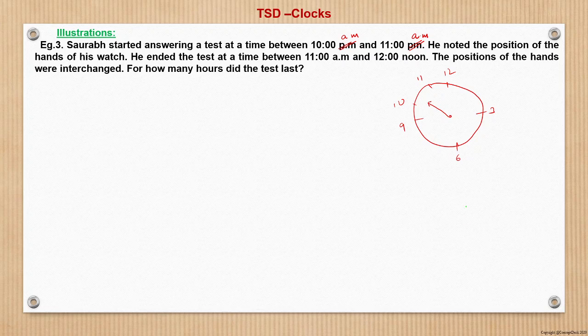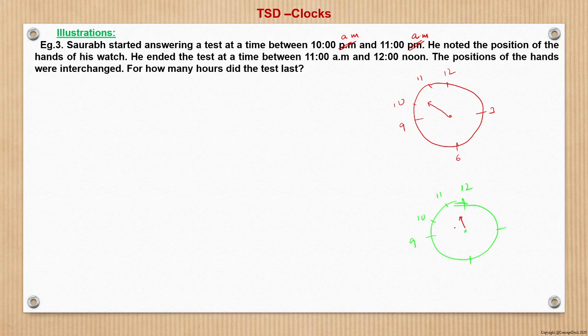So in the second scenario, during the time the test was being ended, this is 12, 9, this will be 10, this will be 11. So during that time, the position of the hour hand would be somewhere between 11 and 12, right? And another piece of information is that the position of the hands were interchanged. So now see, interchange means earlier this was the position of our hand.